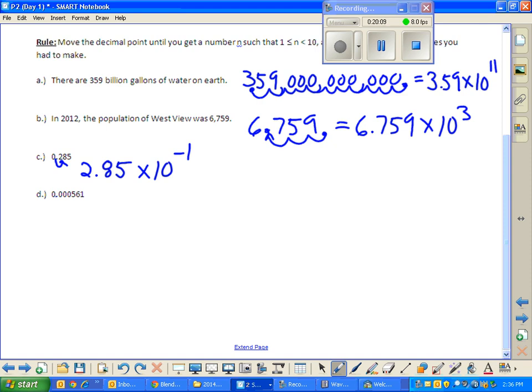In part D, 1, 2, 3, 4. I had to move it to the right 4 times to get it to be a number between 1 and 10. 5.61 is a number between 1 and 10. Because I moved it to the right, it gets a negative exponent. So really small numbers have negative exponents. Really big numbers have positive exponents.